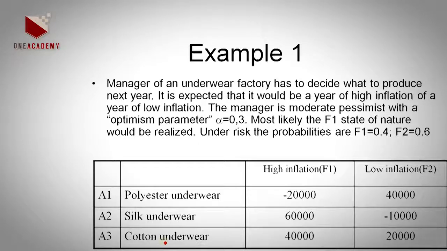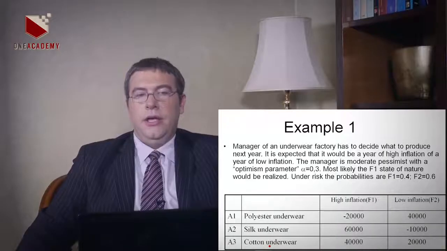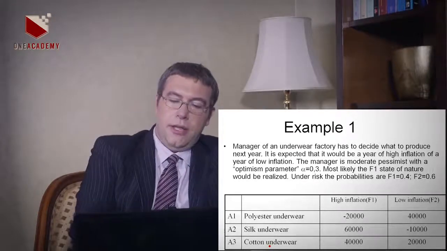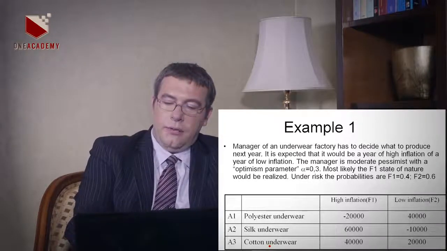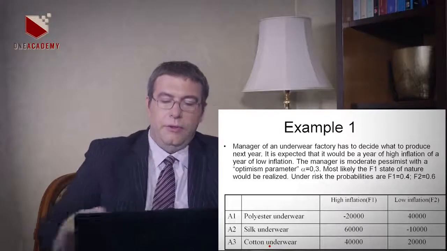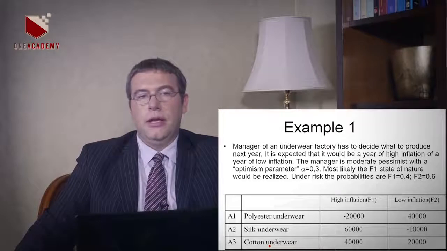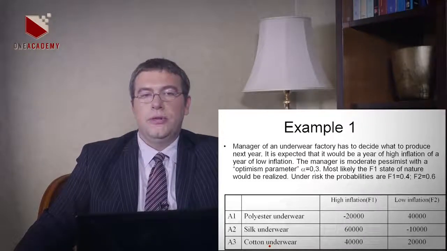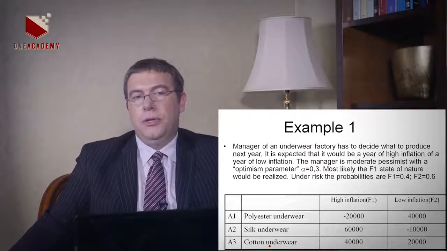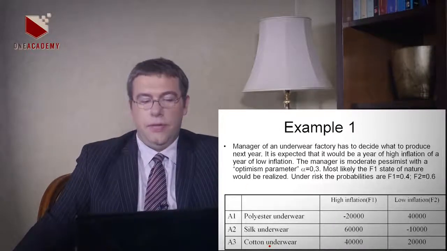You should try to solve this problem yourself. Imagine that there is a manager of an underwear factory. He has to decide what to produce next year. It is expected that it would be a year of higher inflation or a year of low inflation. Well, this tells us that there are 2 possible states of nature, higher inflation and lower inflation. We presume that we cannot control the inflation.